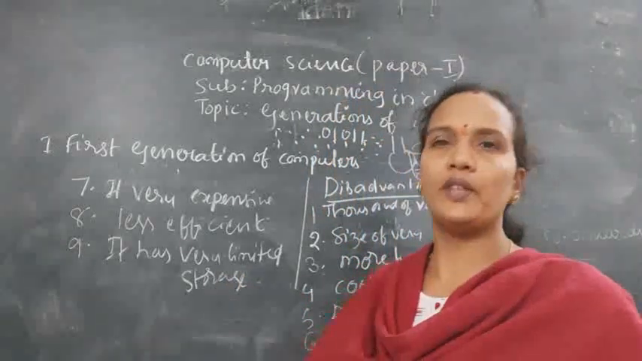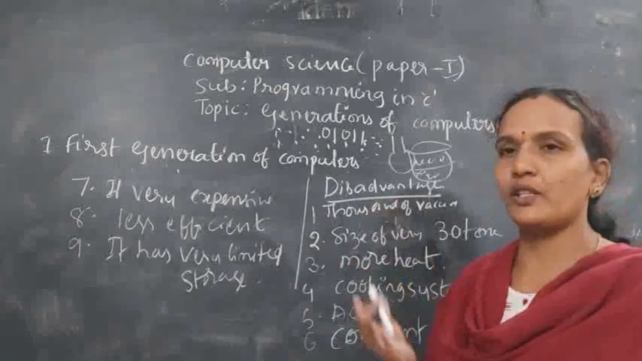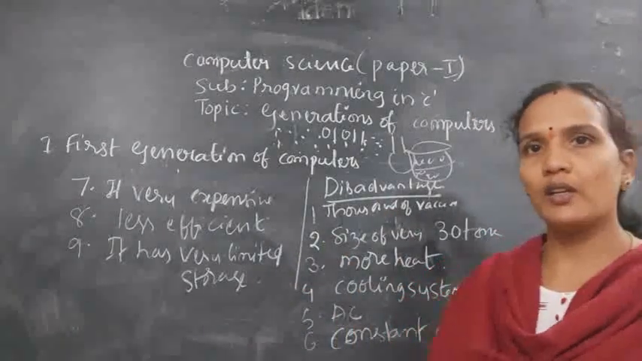Okay, we have a number of disadvantages here. That many you no need. Just write 6 to 7. Understood? Disadvantages.